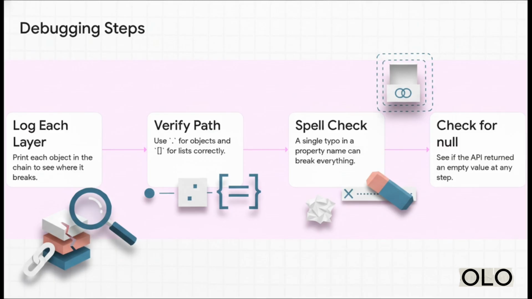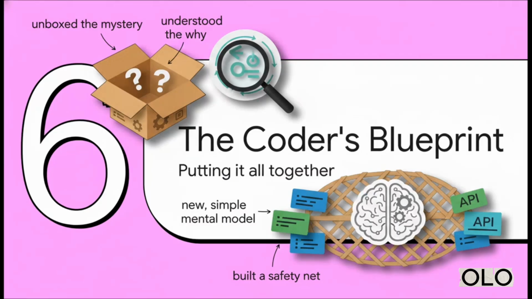Second, double check your map. Should you be using a dot for a box or brackets for a row of boxes? Third, and we have all lost an hour to this, check for typos. Seriously. And finally, see if the API just sent back an empty box at some point. Maybe the choices list was empty. That'll break the chain every time. We've unboxed the mystery, we understand the why, and we have a safety net for debugging.